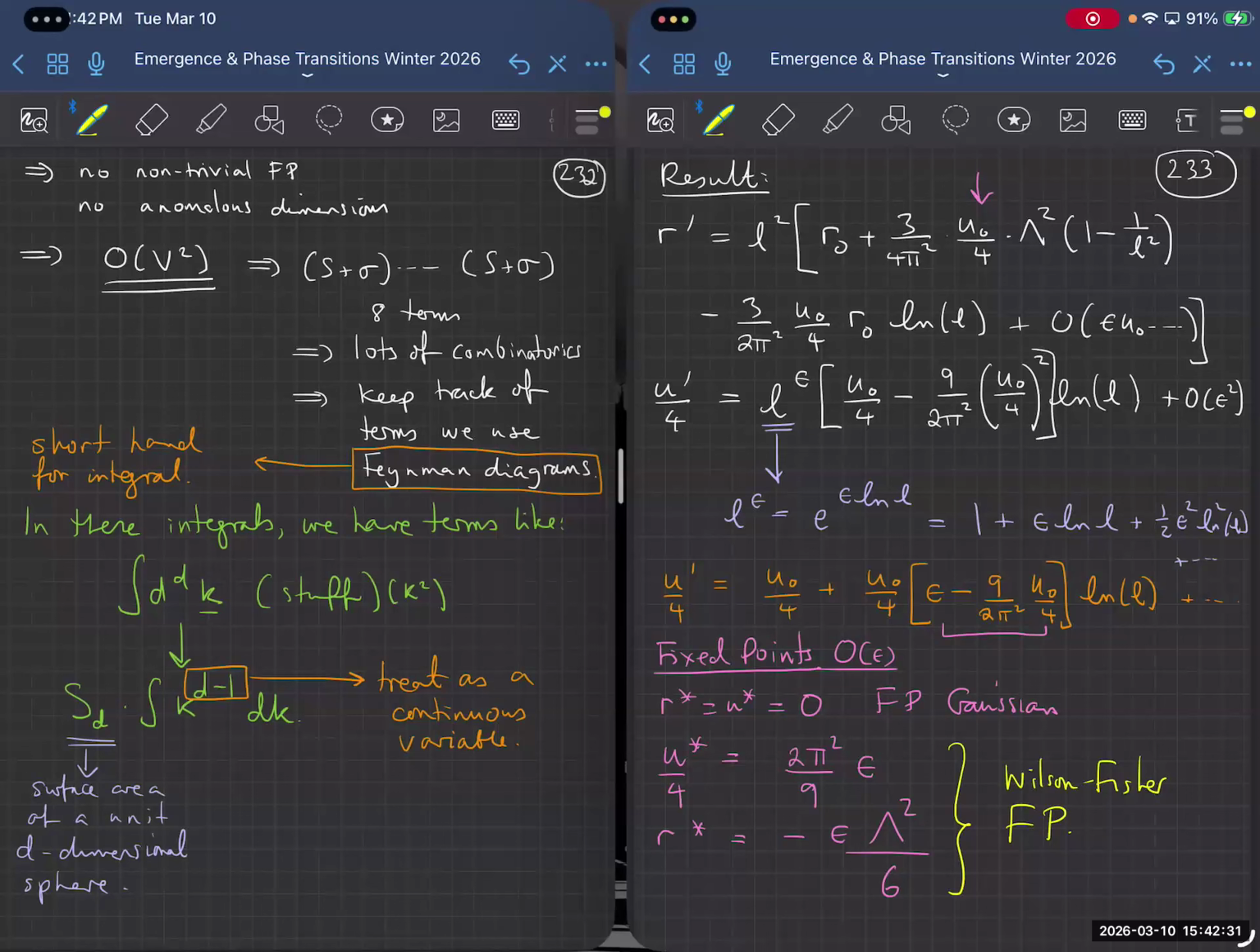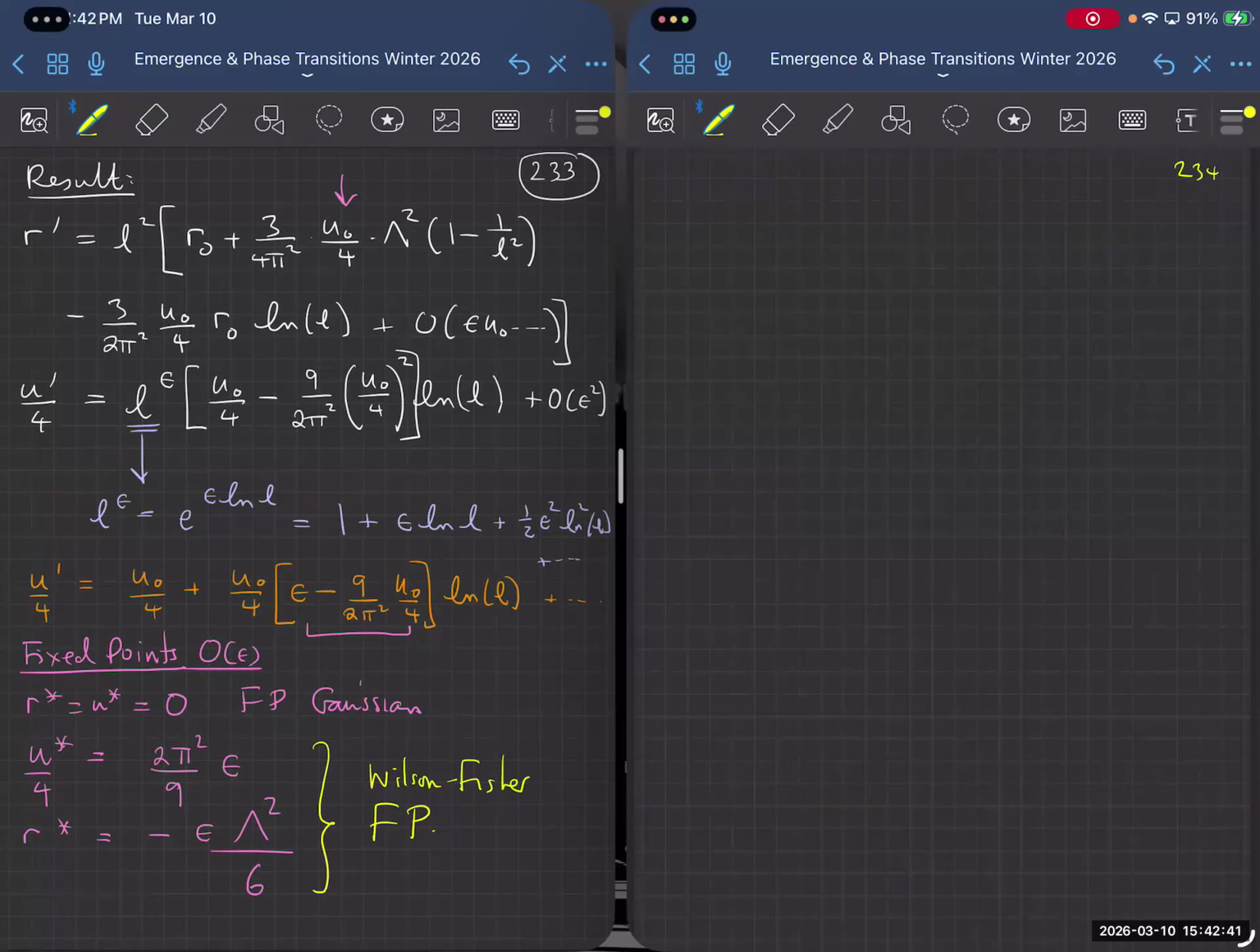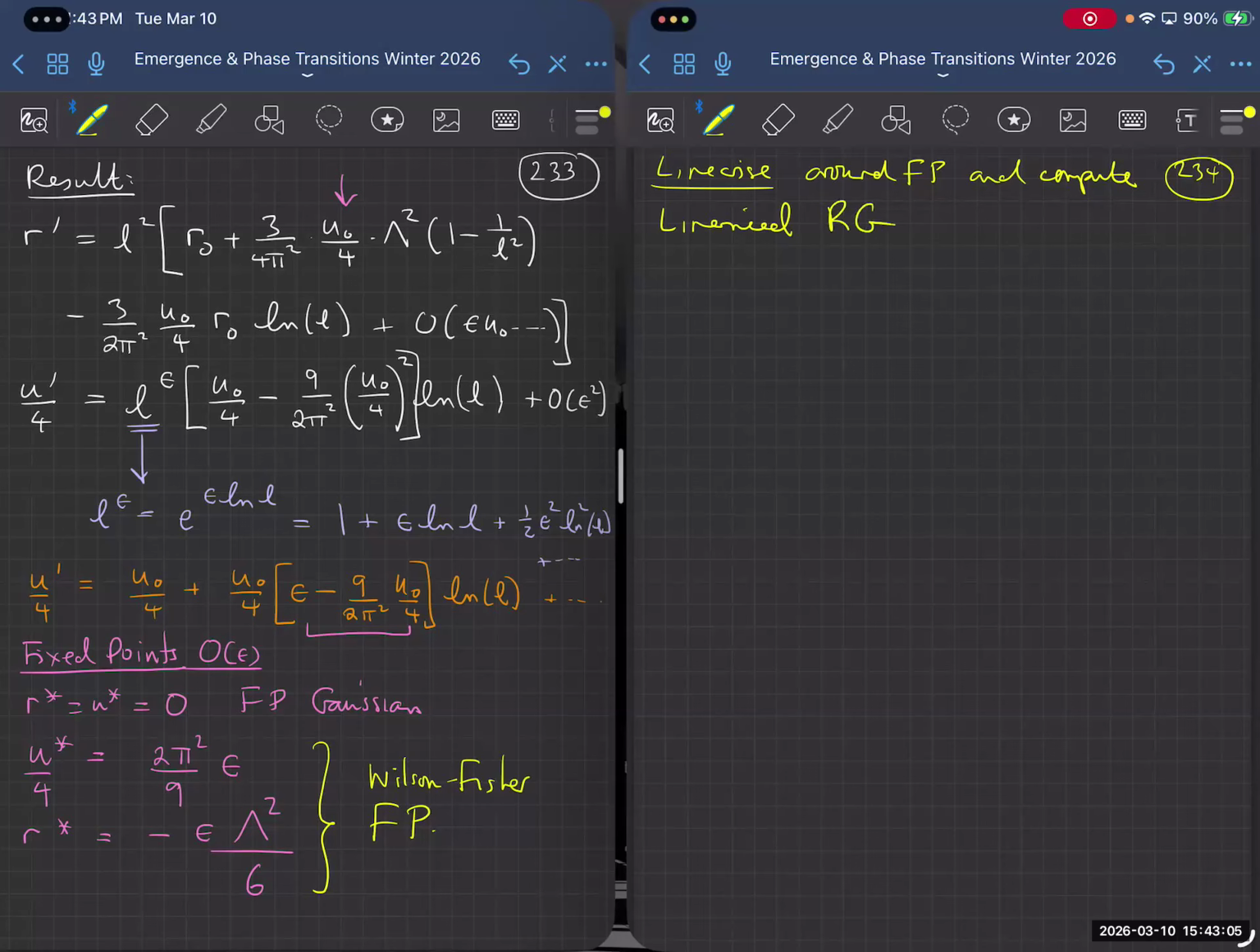Okay, so the fixed point does not depend on L, but it does depend on my coarse graining scale, and there's nothing wrong with that. Now what we do is we linearize around the fixed point, and then compute the linearized renormalization group transformation.